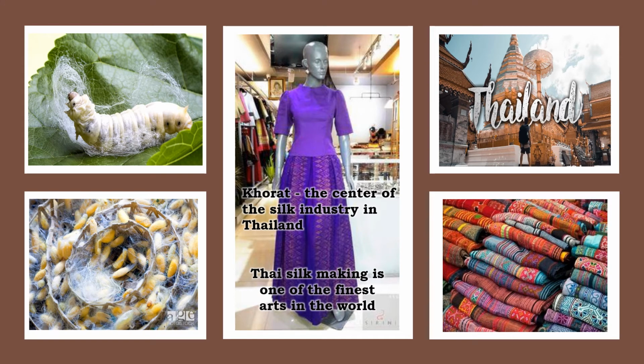In Thailand, Thai silk is produced from the cocoons of Thai silkworms. It is mainly produced in Korat, which is the center of the silk industry in Thailand. Thai weavers from the region raise the caterpillars on a steady diet of mulberry leaves. Today, Thai silk making is one of the finest arts in the world, a product of a unique manufacturing process and bearing unique patterns and colors.